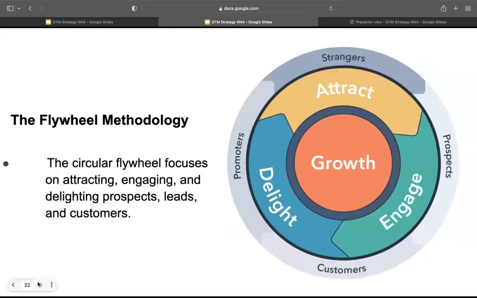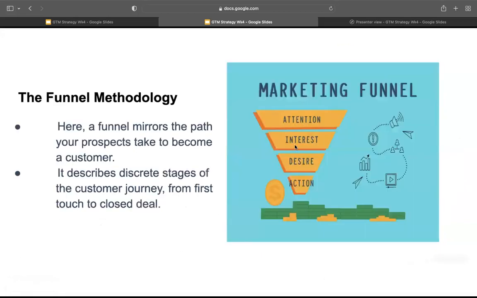Now let's check the flywheel methodology, and you guys will tell me the one you enjoy. So the circular flywheel focuses on attracting, engaging, and delighting prospects, leads, and customers. So the first thing you want to do here is attract them. Here, they are still strangers. You are attracting them. Now they become prospective people. They are your prospects. You are engaging them. It's also the same thing as catching their interest here.